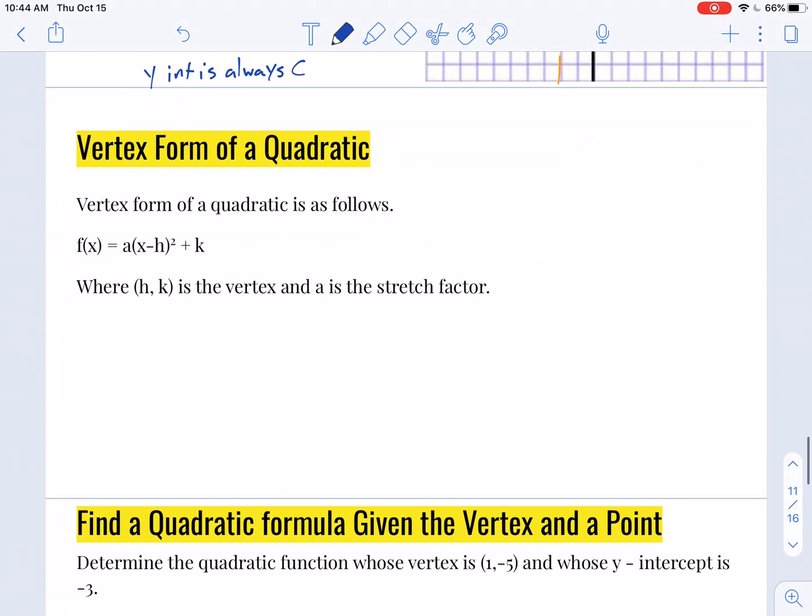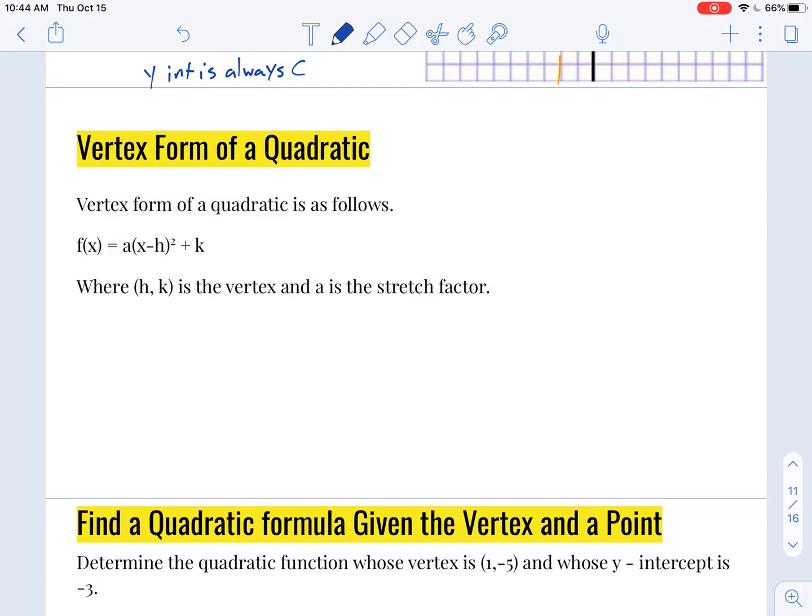All right, vertex form of a quadratic. The vertex form of a quadratic function is as follows: a times (x minus h) squared plus k, where (h, k) is the vertex and a is the stretch factor. So we've already done this a little bit. We looked at this in terms of transformations. But now we actually want to use vertex form for other things.